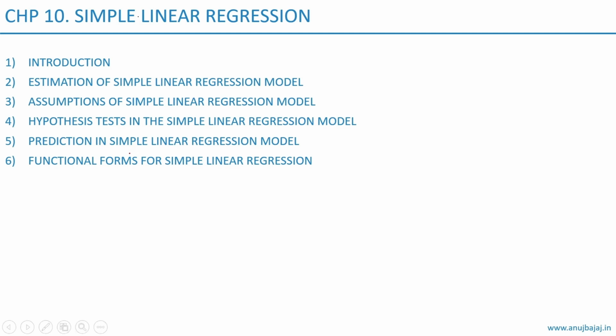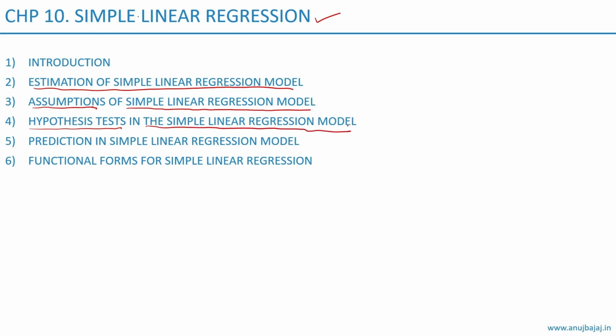Chapter 10 Simple Linear Regression. This is one of the most important chapters of your quantitative methods module, and the chapter is pretty lengthy. So first we will look at what the simple linear regression model is. Then we look at various assumptions associated with the simple linear regression model. Then we conduct hypothesis tests in the simple linear regression model.